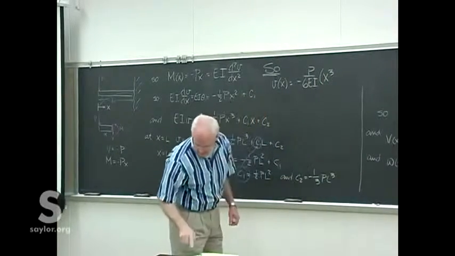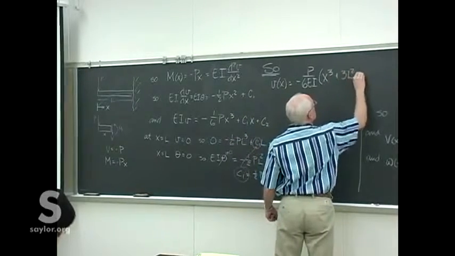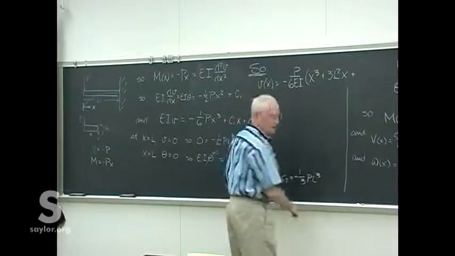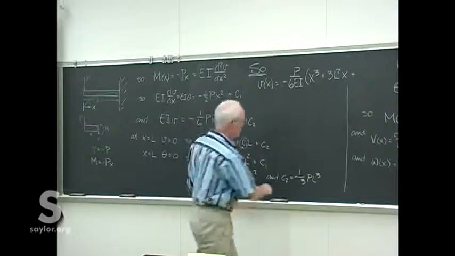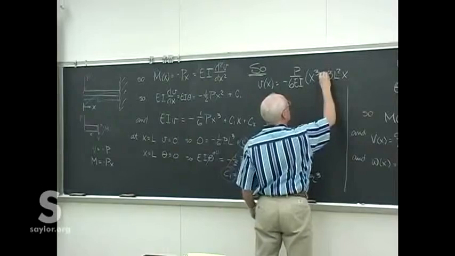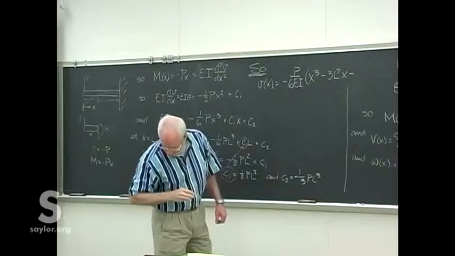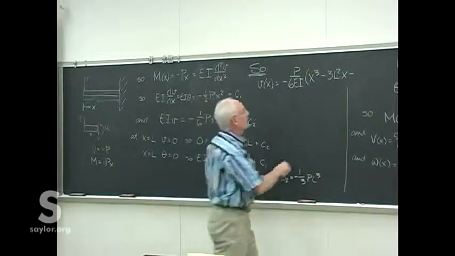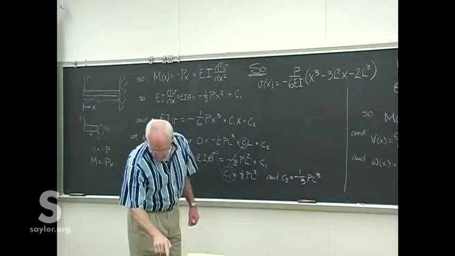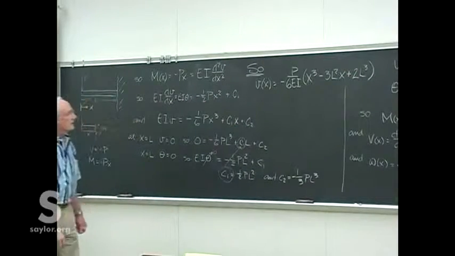x cubed plus 3L squared x plus the last little piece, oh wait, I'm missing a minus sign. That's a minus sign. That's a minus sign. But I pulled a minus sign out. Minus 2L cubed. Let me just make sure the minus sign's all right. Nope. This back one's a plus. Okay, there we go.